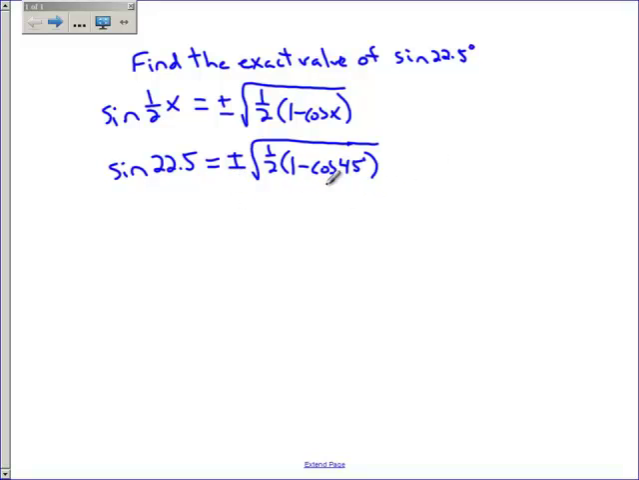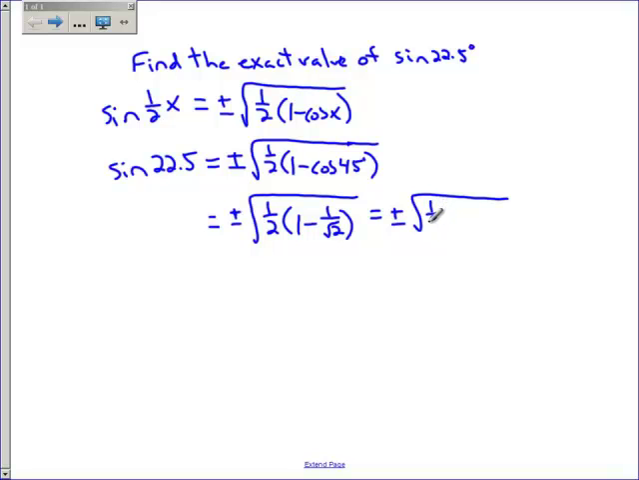So we know the cosine of 45 degrees, of course, is 1 over the square root of 2. So this is going to be plus or minus the square root of 1/2 times 1 minus 1 over the square root of 2. Now what you have to do now is, if you want to simplify this, you can distribute this 1/2 through. I'm going to keep the plus or minus there. And if you distribute that 1/2 through, we get 1/2 minus 1 over 2 square roots of 2. There's a square root inside a square root. It's Inception with square roots.